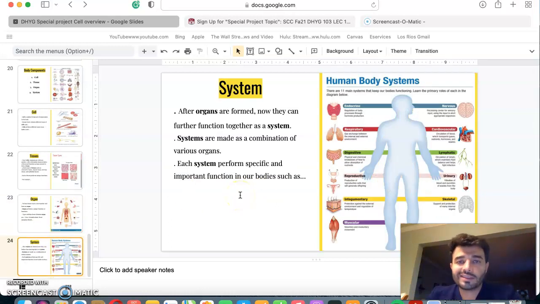Next, we will go with systems. So, human body systems. After organs are formed, they can further function together as a system. Systems are made of a combination of various organs, and every system has its own unique function in the body, and it's extremely important, such as the digestive system, the chemical and mechanical digestion and consumption of nutrients through the intestines, and such as the muscular system.